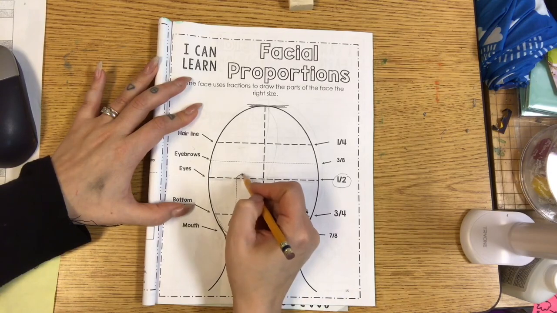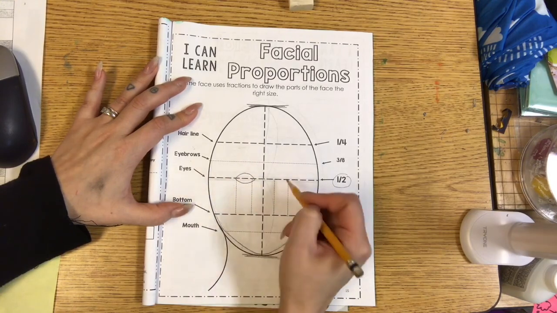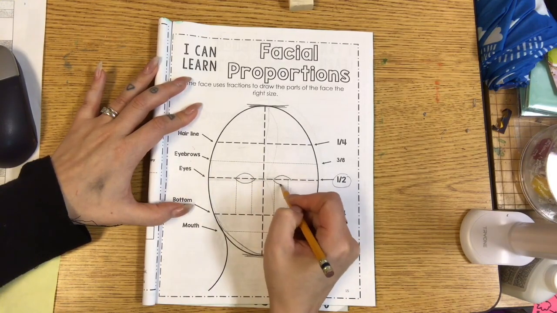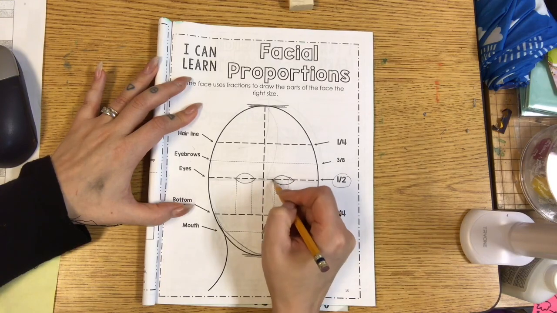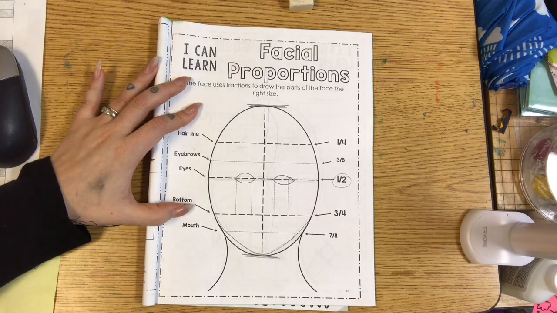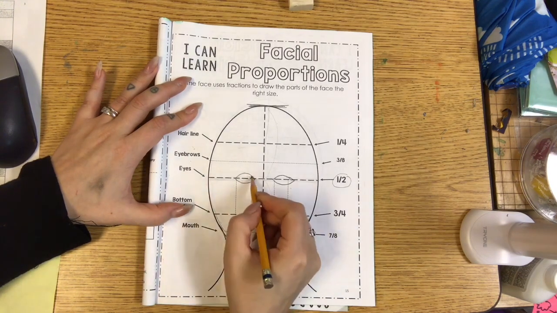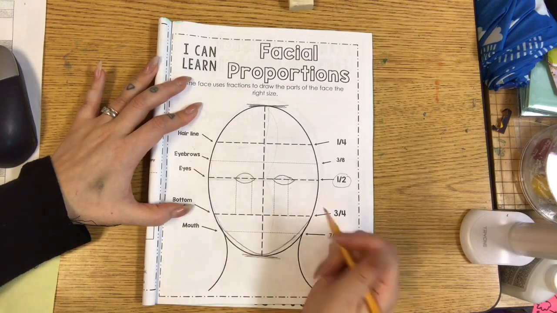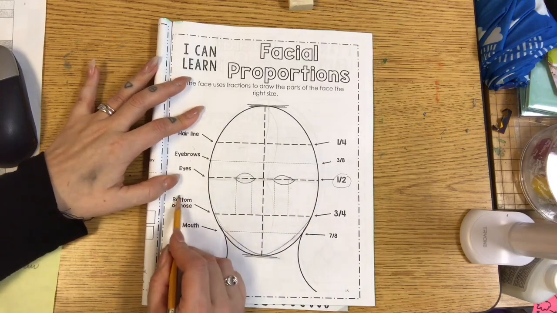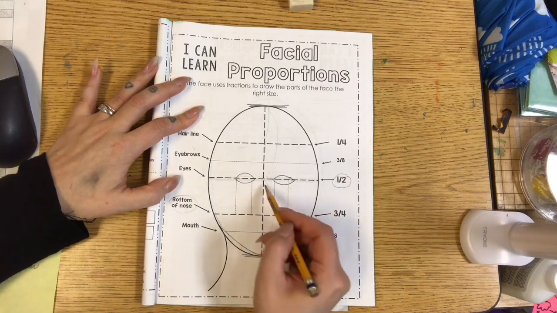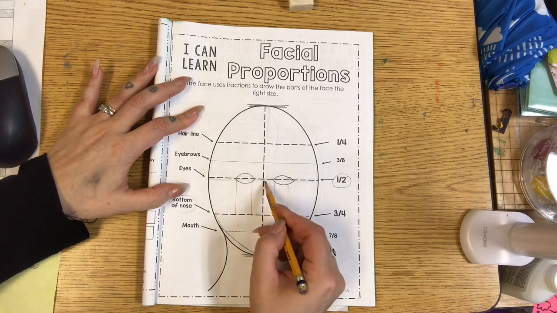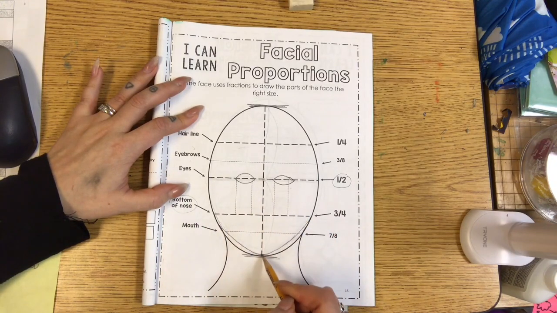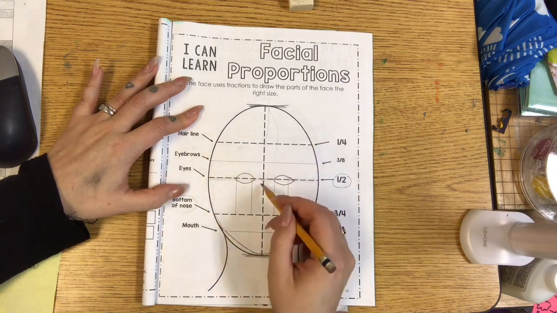You can fill out the eye shape in here. The eye shape is going to be a football or a lemon shape. Again, look in the mirror and the corners of your eyes are going to be pointy. They're not oval. So try and draw a football or a lemon shape. And then the bottom of your nose is going to be about halfway from where you draw the eyes to the bottom of your chin. So you're halving it again.